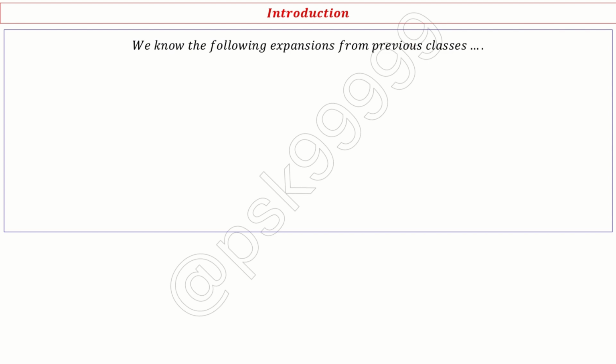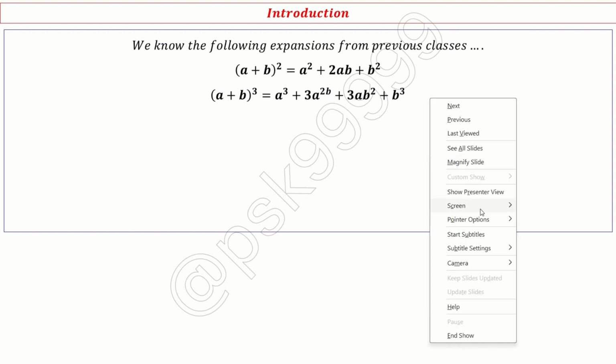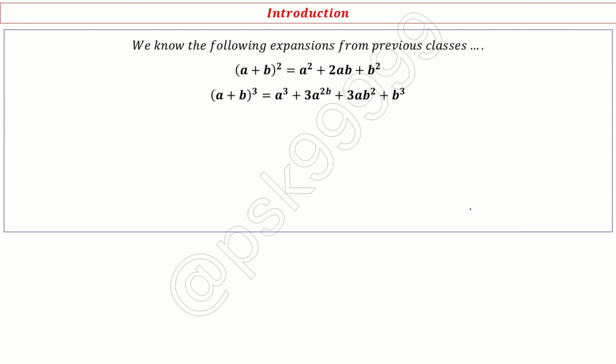We know the following expansions from the previous classes. We know a plus b whole square, which we always remember easily, a square plus 2ab plus b square. A plus b whole cube, we still remember: a cube plus 3a square b, not 2, that was wrong, 3a square b, plus 3ab square plus b cube. Here it is a product, it is not in the power. Then a plus b whole power 4, maybe some of you could remember, you can form it easily. A plus b whole power 7, you may take some time to do it, and so on.